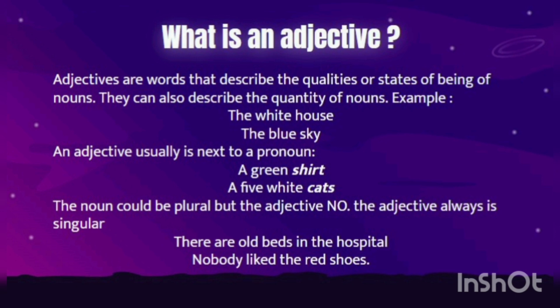First, what is an adjective? Adjectives are words that describe the qualities or states of being of nouns. They can also describe the quantity of nouns. Example: the white house, the blue sky. An adjective is usually next to a noun.